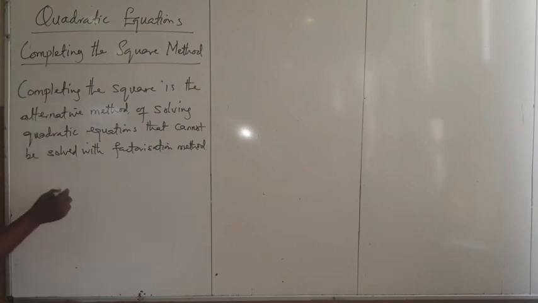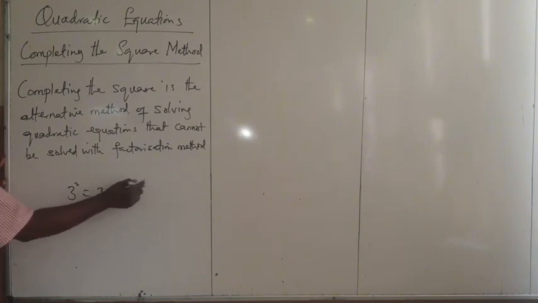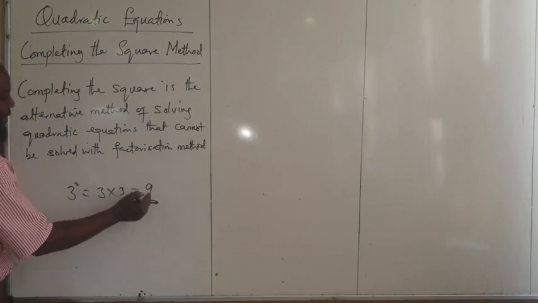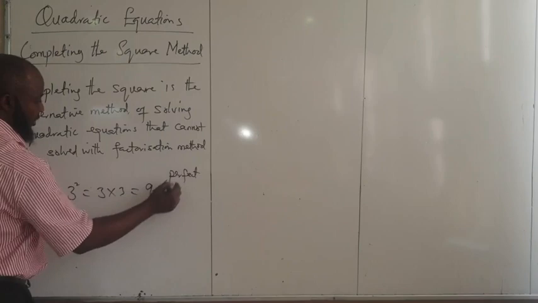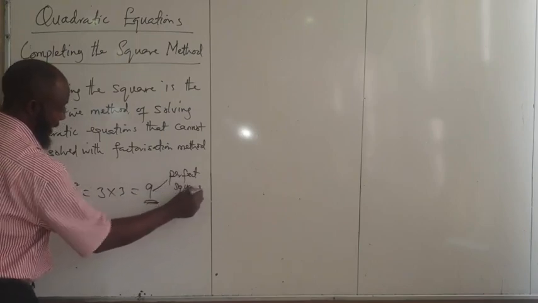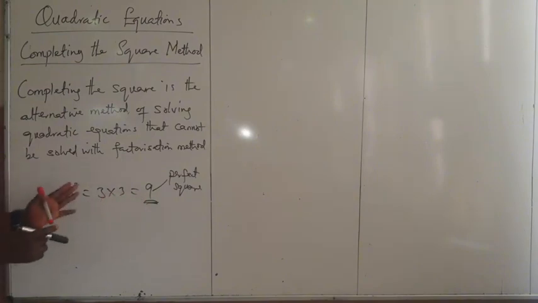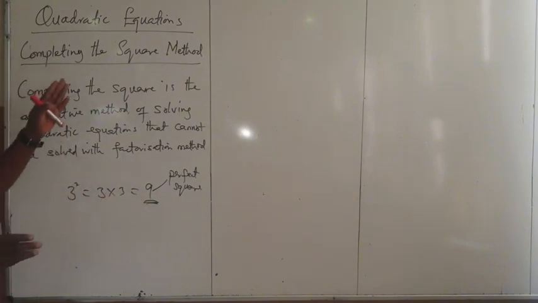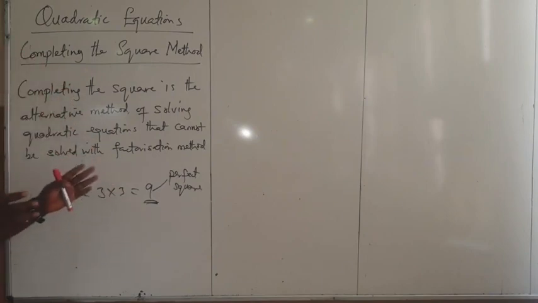If you have 3 squared, that means 3 times 3. When you multiply 3 by 3, you get 9. So this 9 is what we call a perfect square. Perfect square in the sense that when you find the square root of 9, you're going to get 3. So we're looking at a situation whereby you want to make quadratic equations that cannot be solved by factorization method into a perfect square.